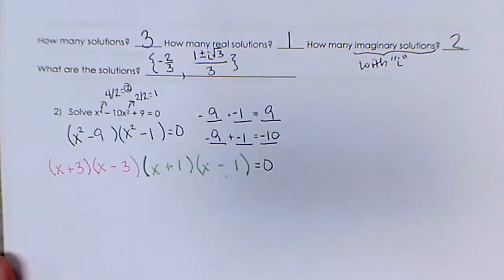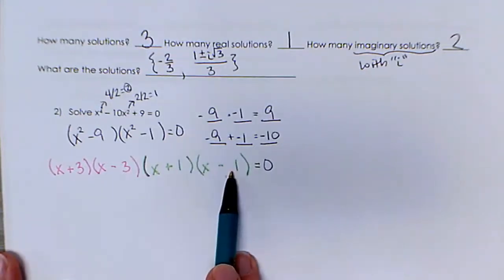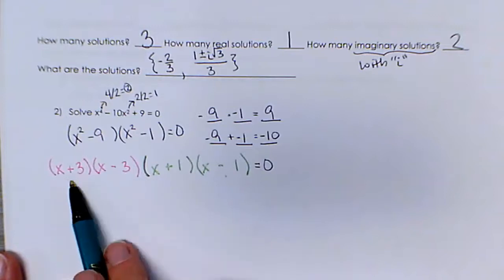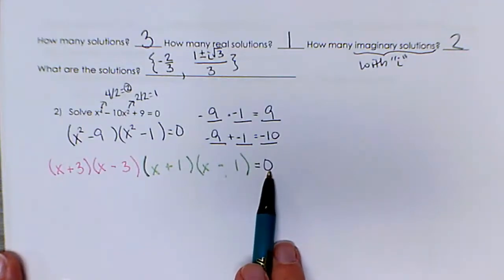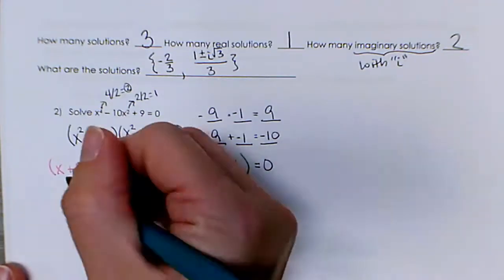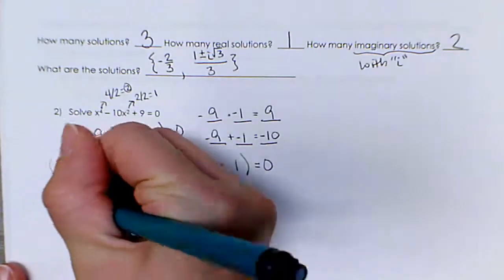Okay, so I have 4 sets of parentheses. That means that I could have 4 possible factors that could be 0 and still give me a product of 0. So I'm going to set each of these equal to 0.